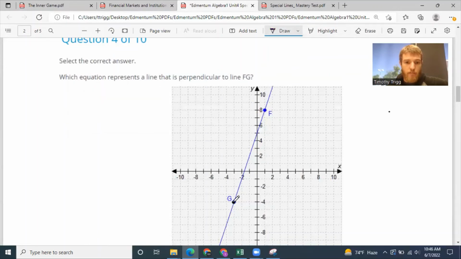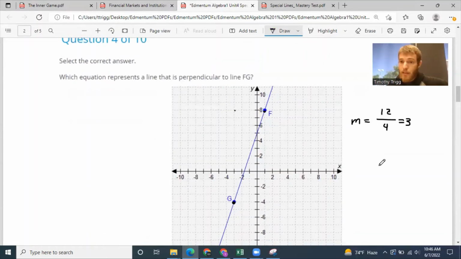I like to start left to right, so I'm going to start with point G, and I'm going to run to find the slope. The rise is 1, 2, 3, 4, 5, 6, 7, 8, 9, 10, 11, 12. So rise 12. And run 1, 2, 3, 4. So I have a slope of 3. So the slope of line FG is 3.